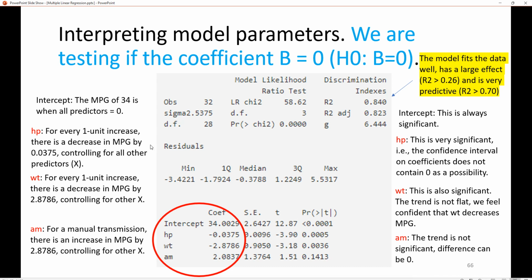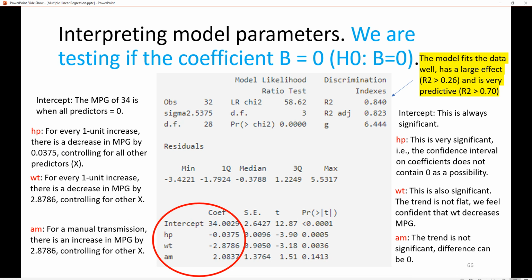And how we would interpret this is, let's start with the intercept on the left side. The MPG of 34 is when all predictors equal 0. So we see the intercept, the value next to it is 34. So when horsepower, weight, and automatic transmission are all at 0, we'd expect our miles per gallon to be 34.